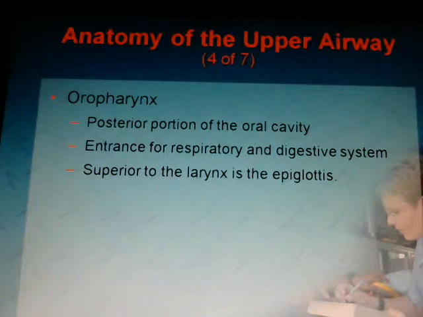Oropharynx, the posterior portion of the oral cavity, is where the respiratory system and the digestive system meet. This is superior to the larynx. Superior to the larynx is the epiglottis.